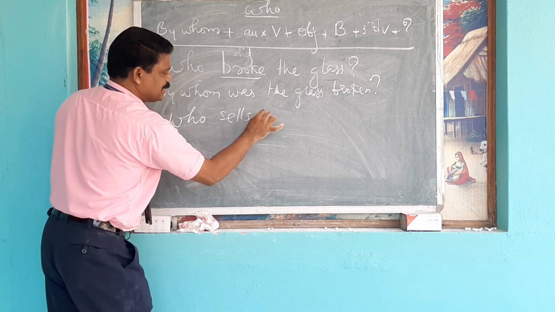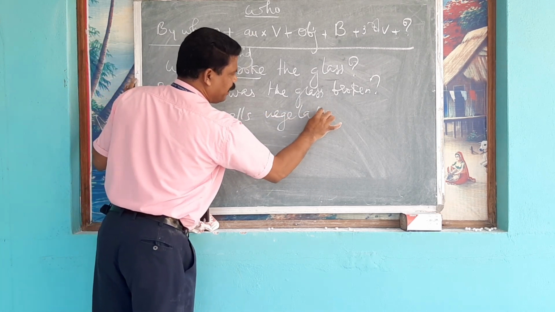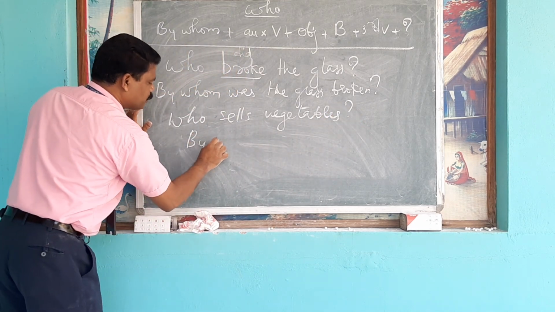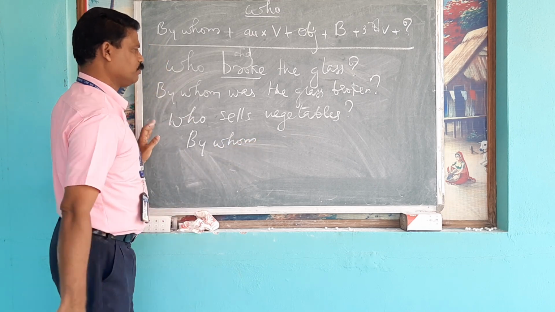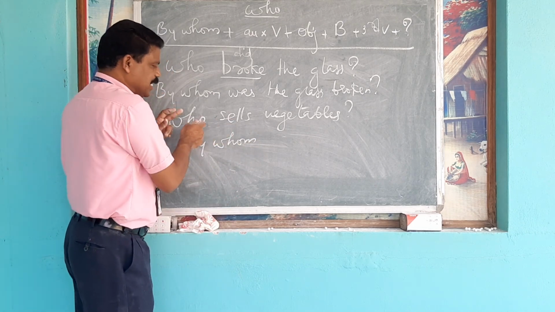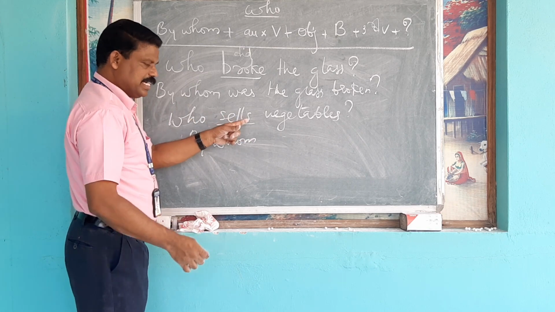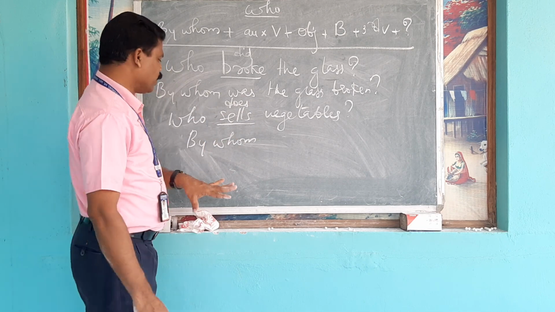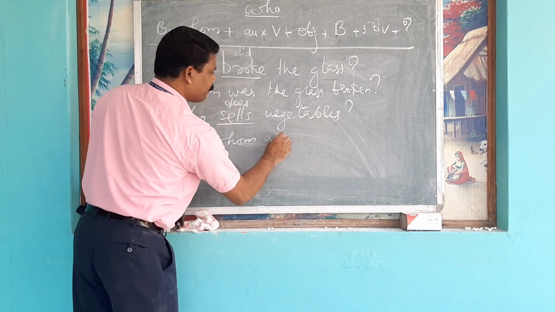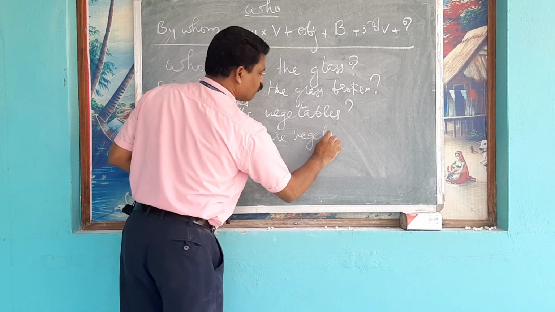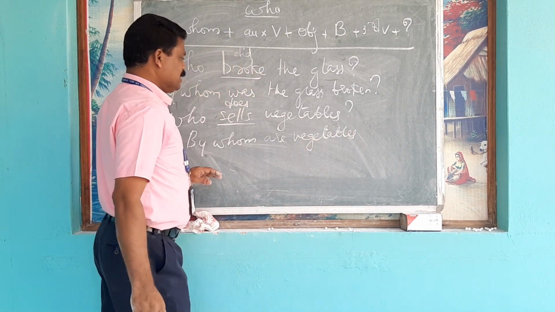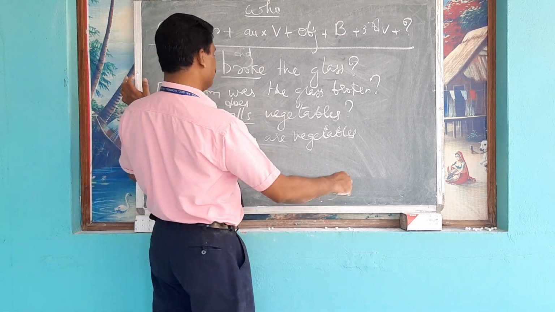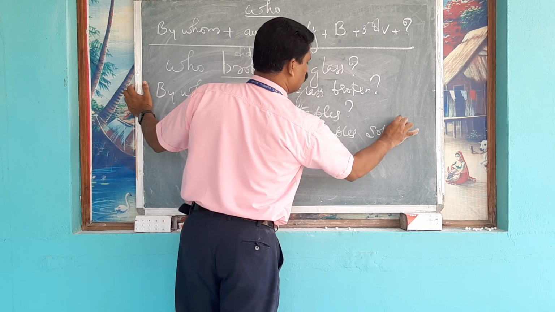Who sells vegetables? First we wrote by whom. Then there is no auxiliary in it. Sells ends with s, so does is the auxiliary verb. Does will be replaced by is or are. Vegetables is plural, so by whom are vegetables. The sentence has does, so we cannot use be, being, been. Then third verb, sold.